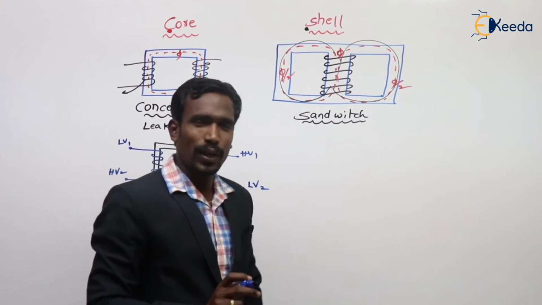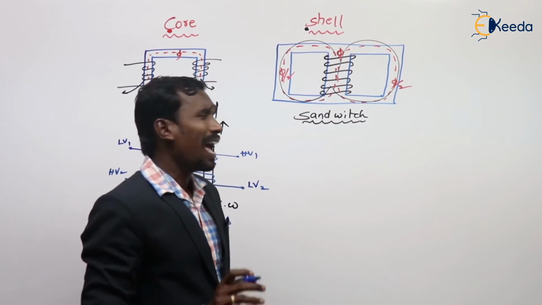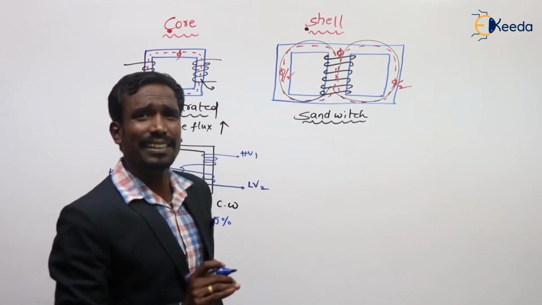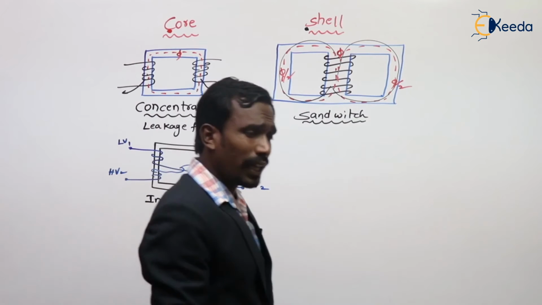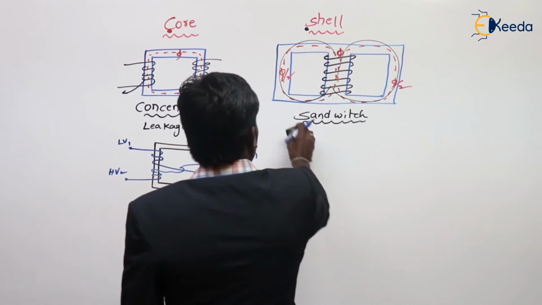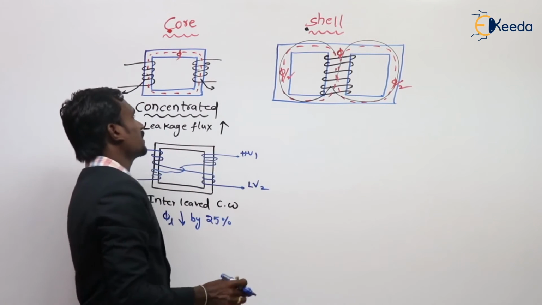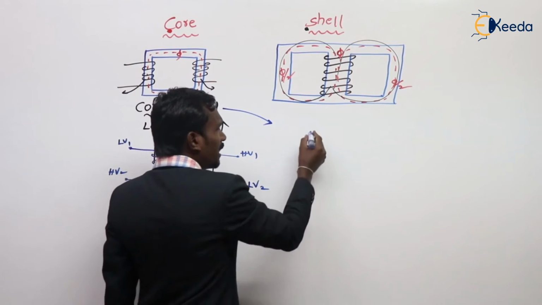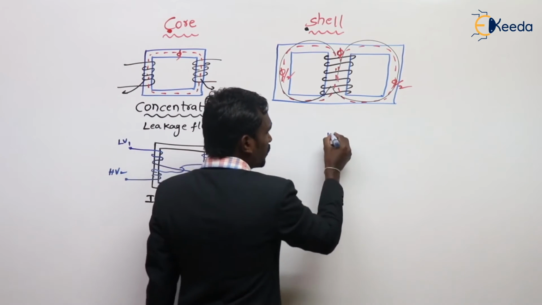This is the advantage of the interleaved concentrated winding. Now, actually, the winding procedure is not like this. Sir, how is it? The concentrated winding, how is it? See here, for example, this is my transformer core.